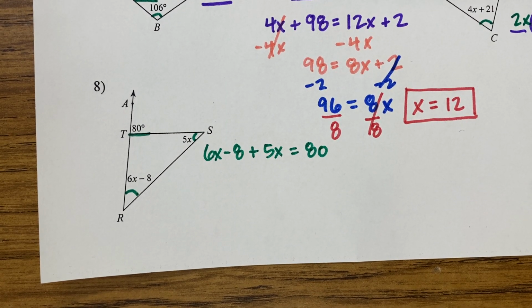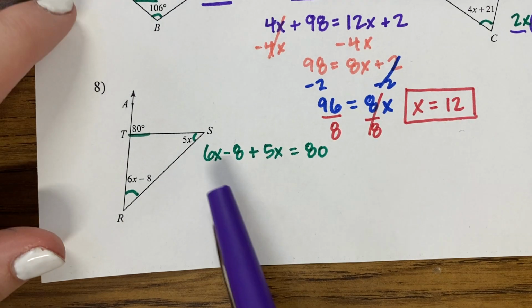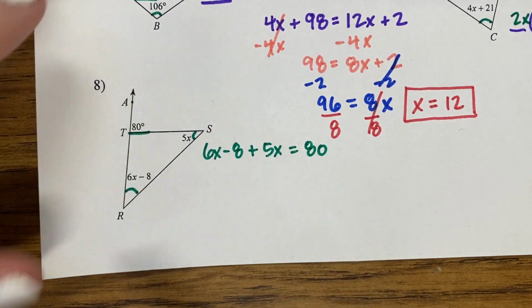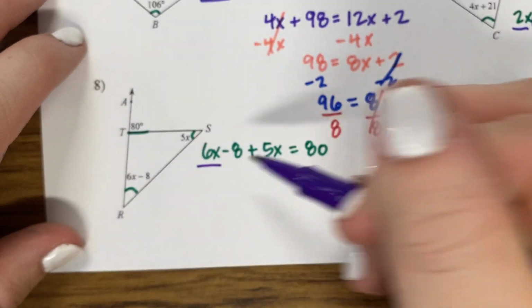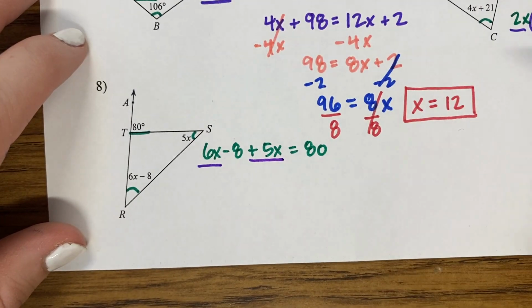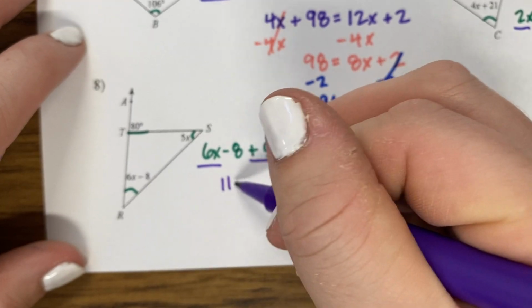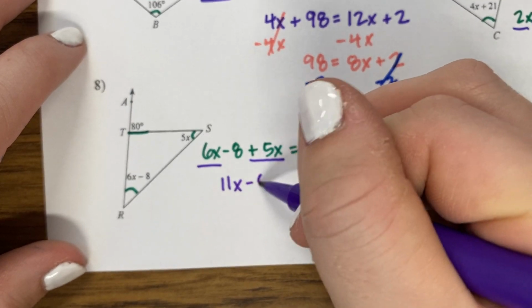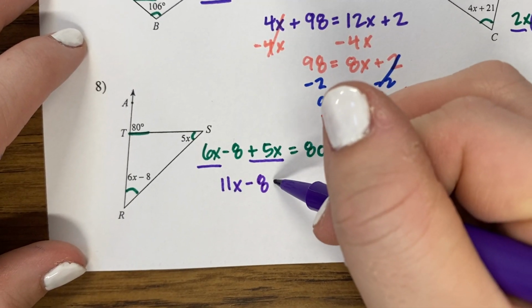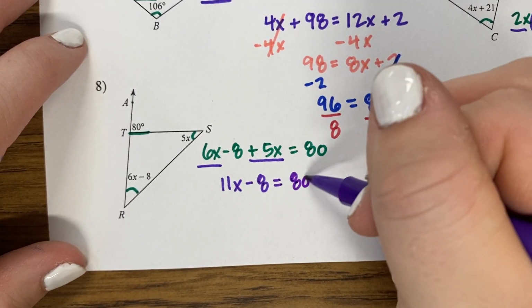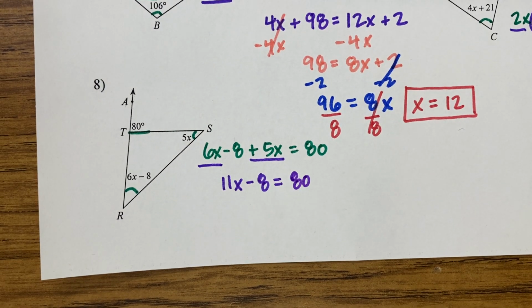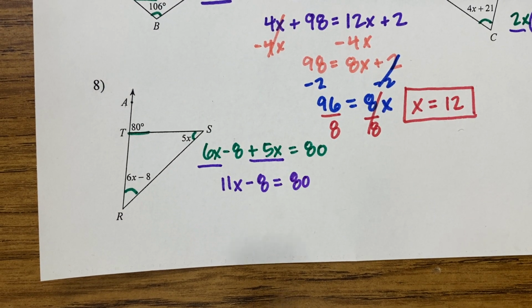Okay, let's go ahead and combine like terms so we can solve for x. They're all on one side, so that's great. So I have positive 6x plus 5x, which is going to give me 11x, and then that minus 8, and it all still equals 80. Beautiful. Nice and pretty equation.